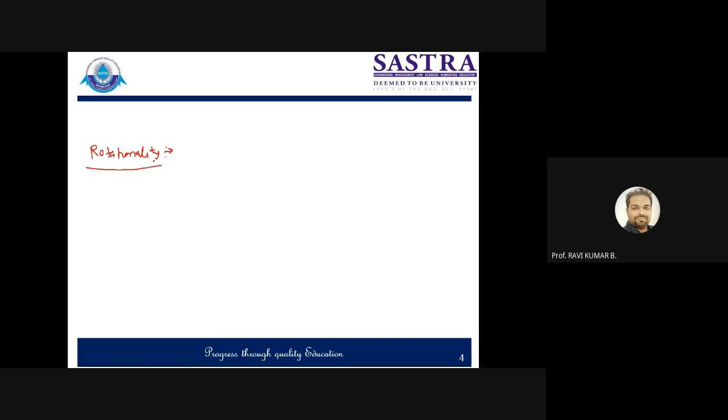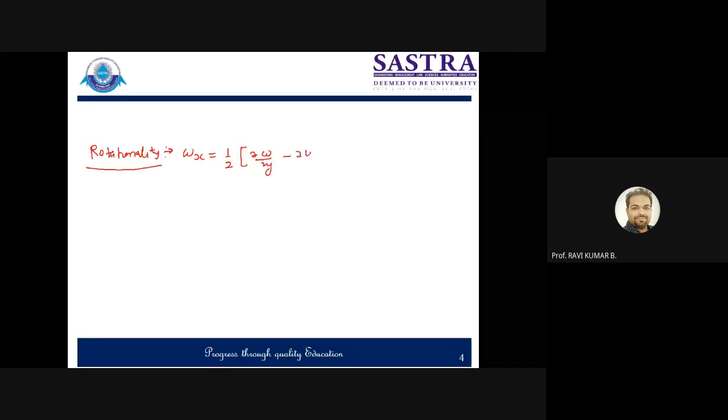So we have to check for rotationality, and usually we check it by the term called rotational components. Derivation is not in your syllabus, but I will give you the formula. In order to find out the rotationality, you can use this formula: dou w divided by dou y minus dou v divided by dou z. So this is for x.